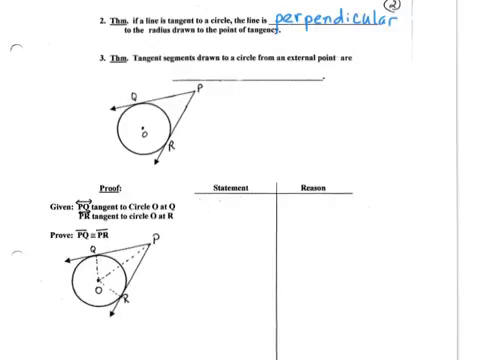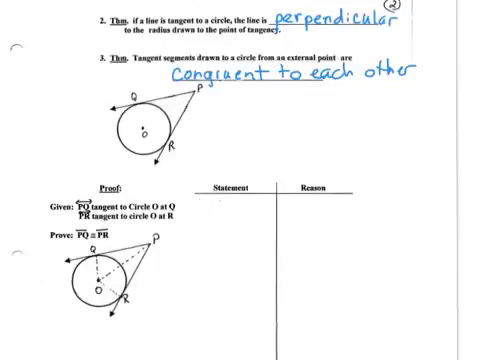So here's that theorem. If a line is tangent to a circle, the line is perpendicular to the radius drawn to the point of tangency. So the tangent is always perpendicular to the radius. And here's another one that you might not think could be true. Tangent segments drawn to a circle from a single external point are going to be congruent to each other.